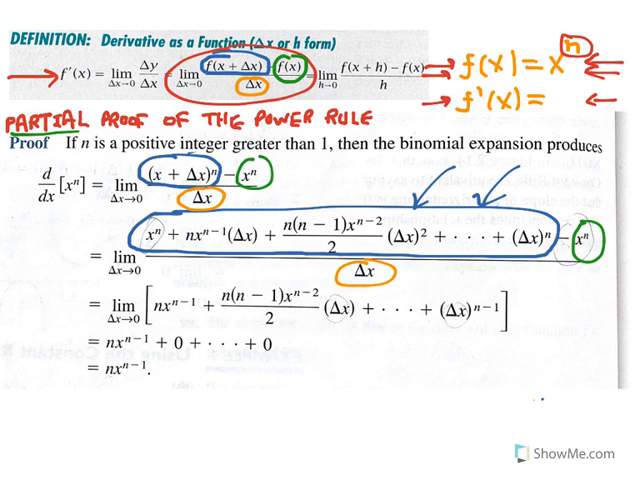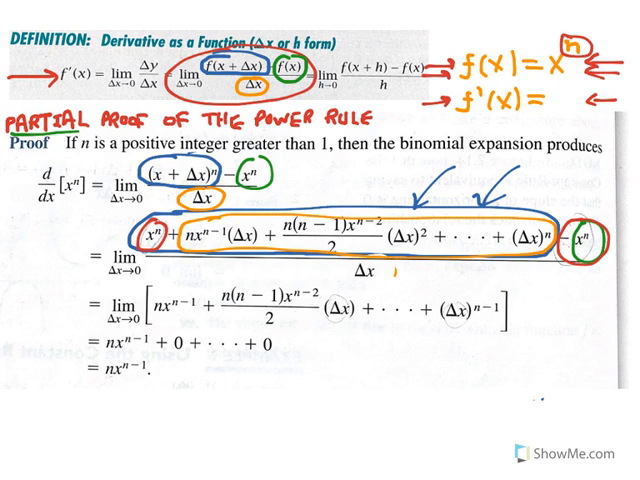When you look at what we have there, one thing you'll notice is that you have x to the n here, and you have minus x to the n. So those two terms will subtract to give you 0. So you're just left with what I'm about to circle in gold right now. In the numerator, this is all we're left with.